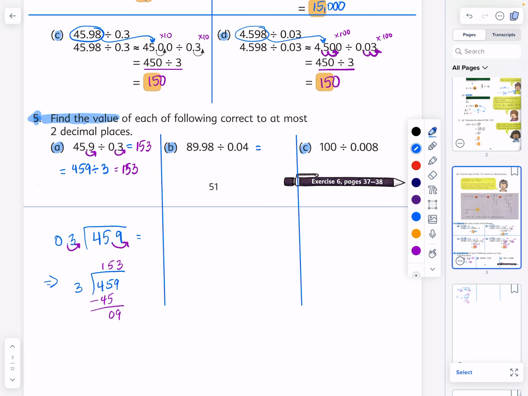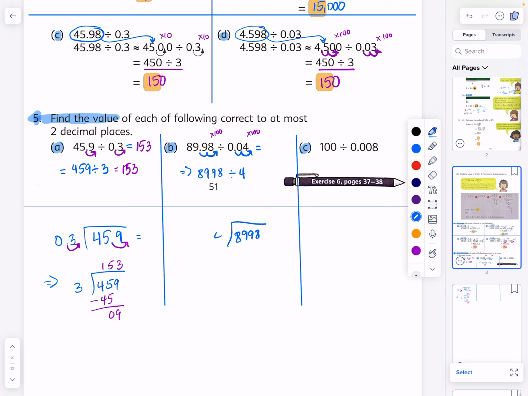Now, let's do the same thing for B. We do not like dividing by decimals. It is very uncomfortable for us. Let's move the decimal point 2 times to the right, 2 places. What we do to the left, we must do to the right. It's as if we're multiplying by 100 on both sides, as if. You don't have to say that. And it will come up with an equivalent statement. 8998 divided by 4.